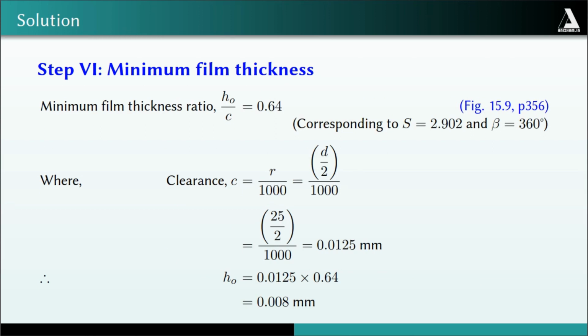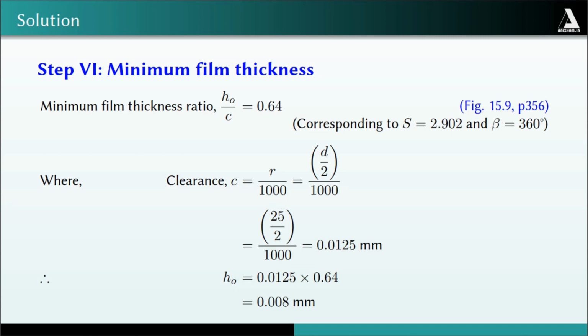In the next step, we determine the minimum film thickness. This is also not required as per the scheme of evaluation, but for the completeness of the solution, we determine the minimum film thickness also. Now, the minimum film thickness ratio H0 by C can be obtained as 0.64 from the figure 15.9, page number 356. This is corresponding to the Sommerfeld number S equal to 2.902 and beta equal to 360 degree.